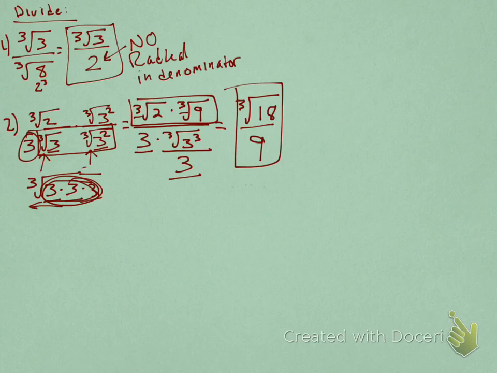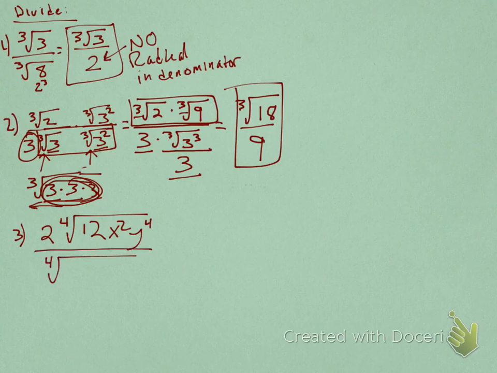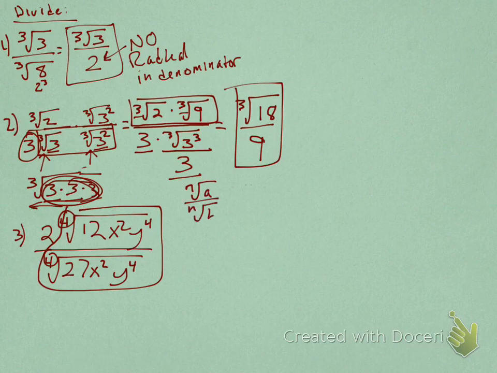Let me show you one more of division that's more fun. Let's take a look at this. If I had 2 times the 4th root of 12x squared y to the 4th over the 4th root of 27x squared y to the 4th. Now, this one looks super duper scary, but it's not, and I'm going to tell you why. Look at these radicals. Do you see how they're both the same index of 4? If they are, and hopefully you said yes, if you have the nth root of a over the nth root of b, you can do the nth root of that fraction a over b and put the inside, the radicand, in just one fraction.